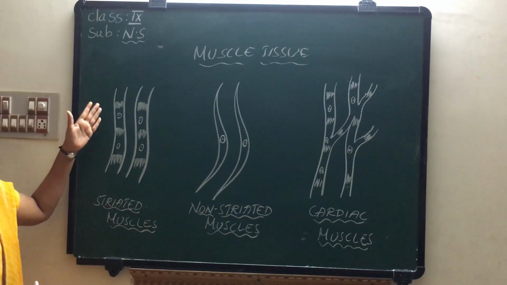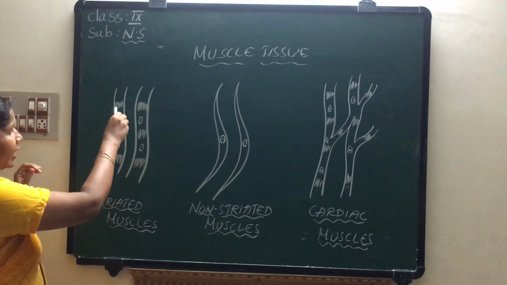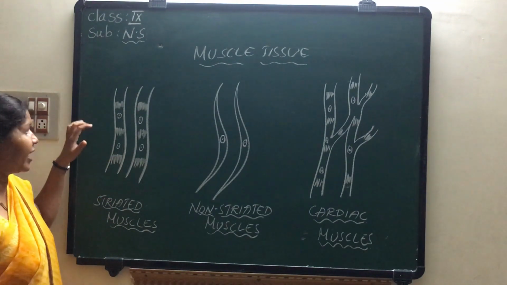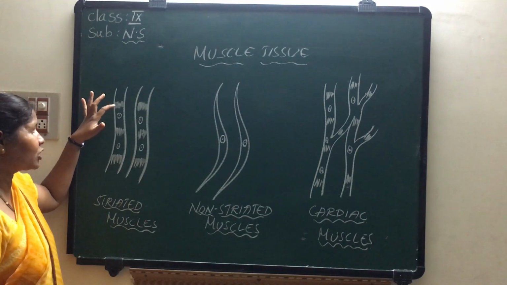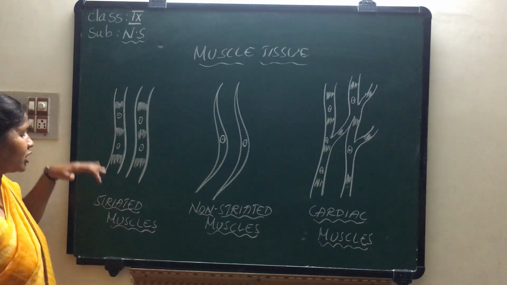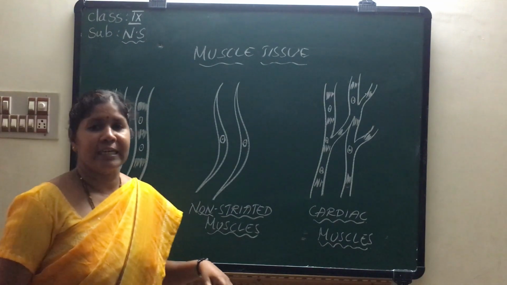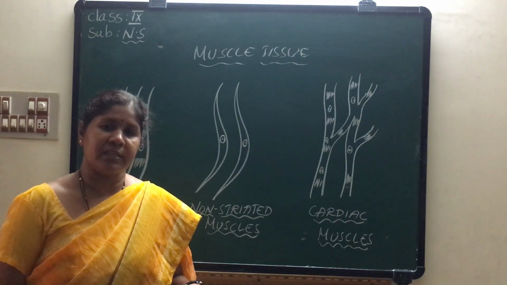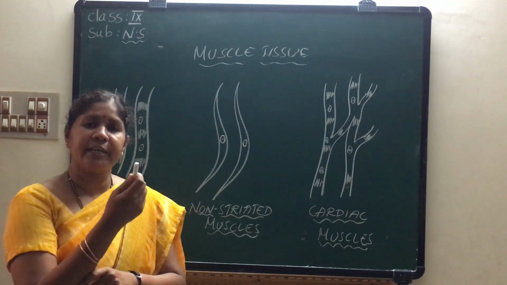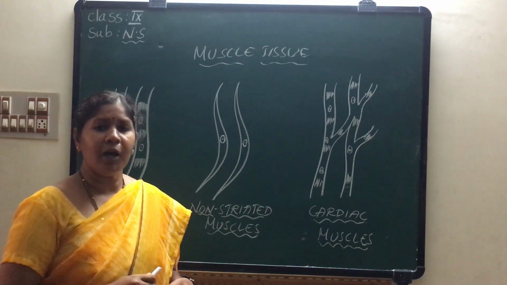Striated muscles have striations on the body. These dark and light stripes are known as striations. The dark and light lines you can find on the muscle. These types of banded structures are known as striated muscles. Striated muscles also have another name, skeletal muscles. Why they are called skeletal muscles: they are attached to the skeletal part of our body.